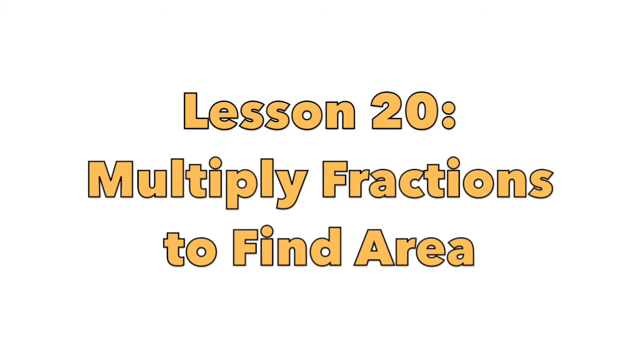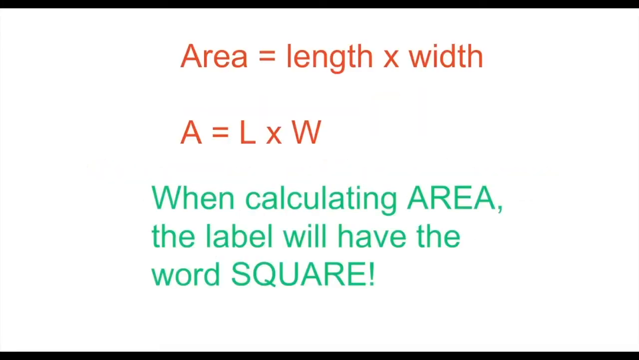In Lesson 20, we are going to learn how to multiply fractions using an area model. To use the area model, it is helpful to remember the area formula, which is area equals length times width, or A equals L times W. Remember, when calculating area, the label will always have the word square in it. So for area, instead of just inches, it would be square inches. Instead of centimeters, it would be square centimeters, and so on.